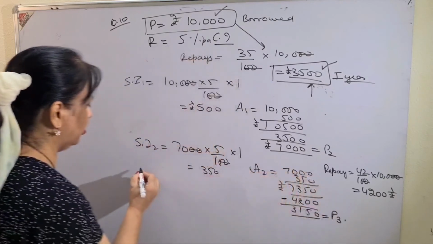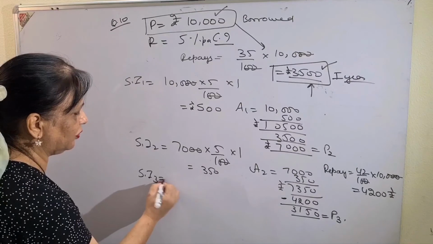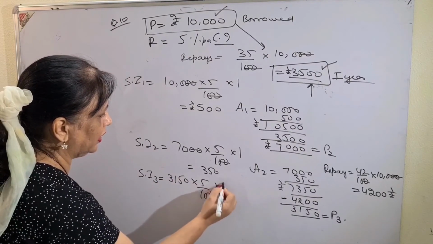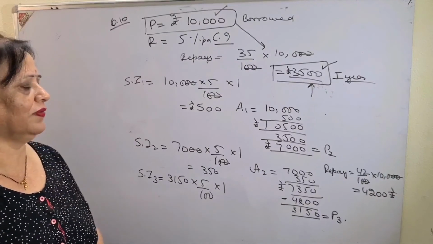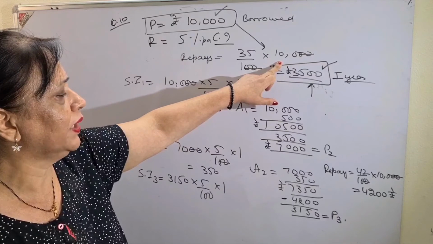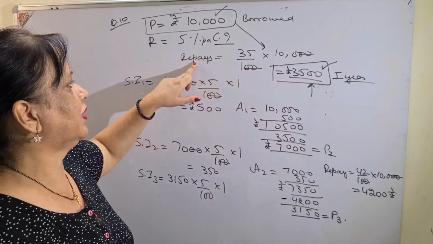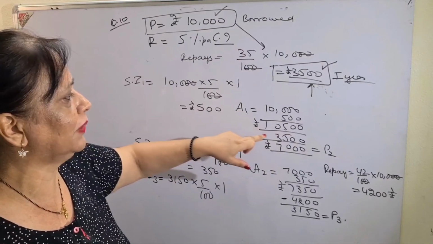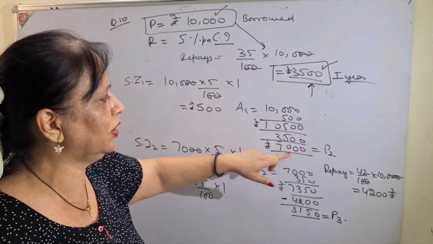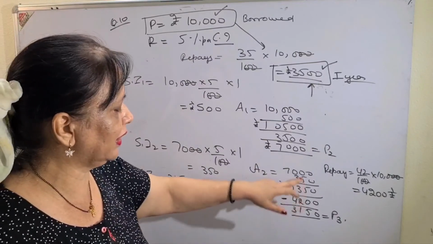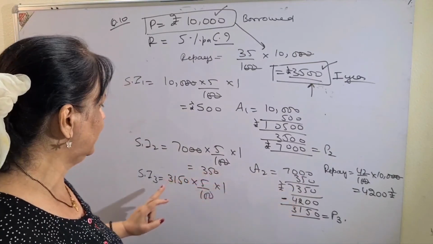Now you know what to do. SI3 I have to calculate 3150 into 5 upon 100 into 1. Every step I have subtracted. First step I subtracted 35% of the sum borrowed because he repaid after first year. After first year, when you get the final amount, you have to subtract 3500. Then only you will get the principal for the next year. Then again 4200, again subtracting principal for the third year.